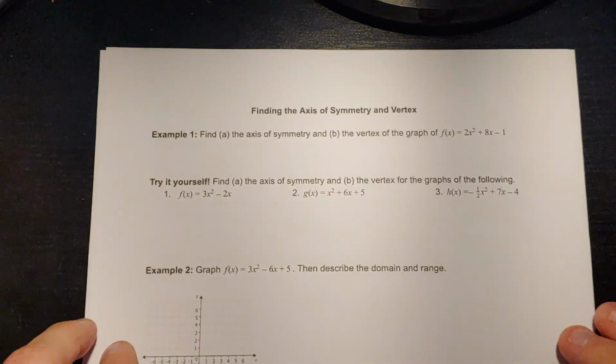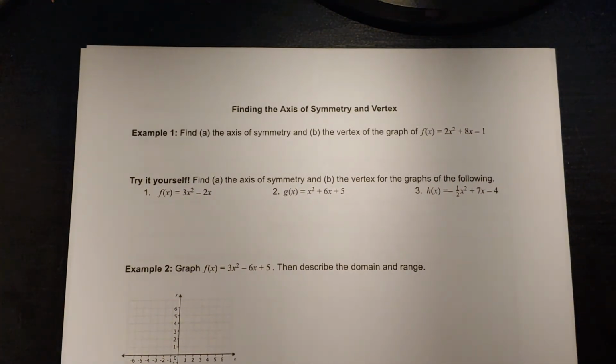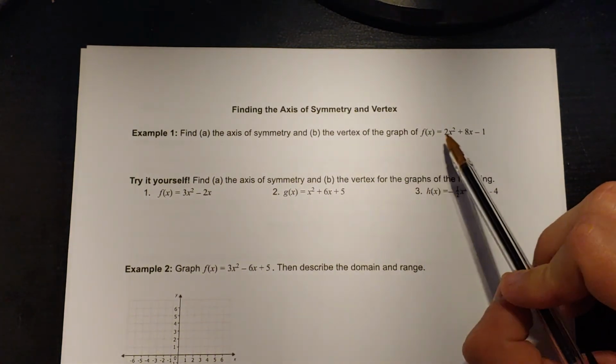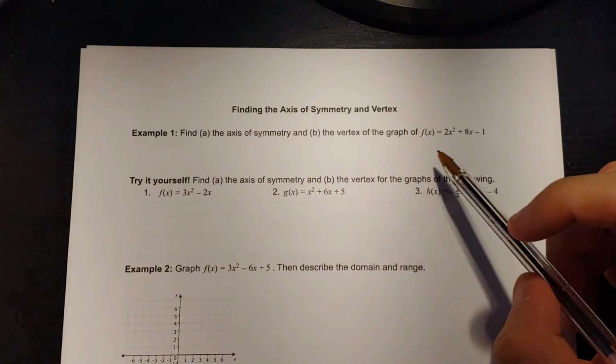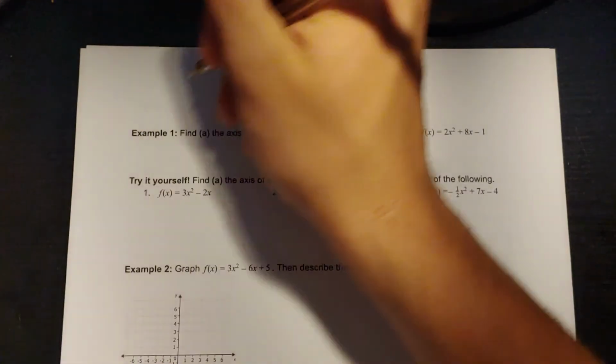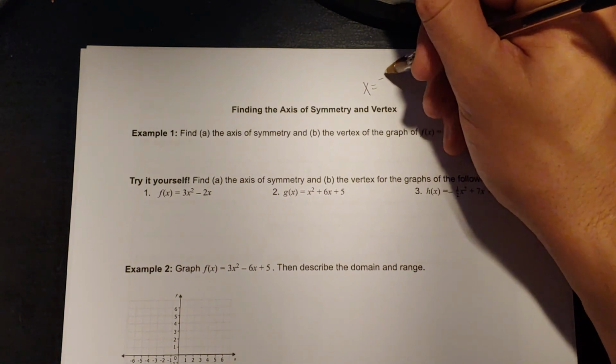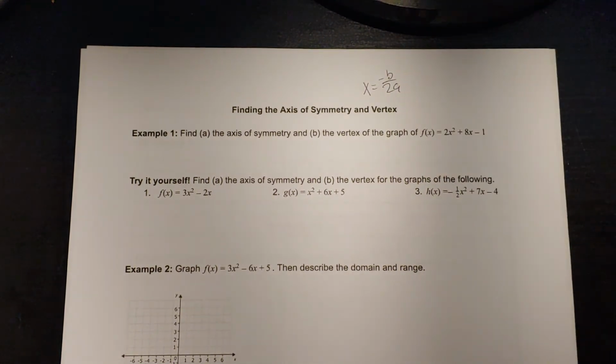So if we take a look at this first example, they want us to find the axis of symmetry and the vertex for this equation that they gave us. So I'm going to write up here x equals negative b over 2a. This deals with both the axis of symmetry and the vertex.